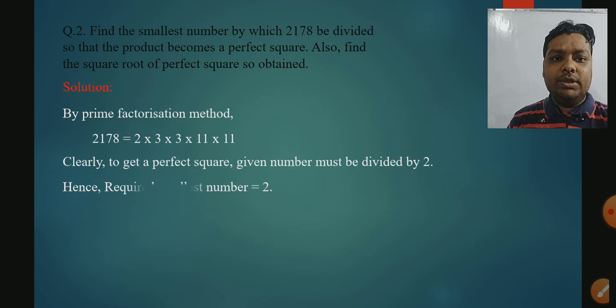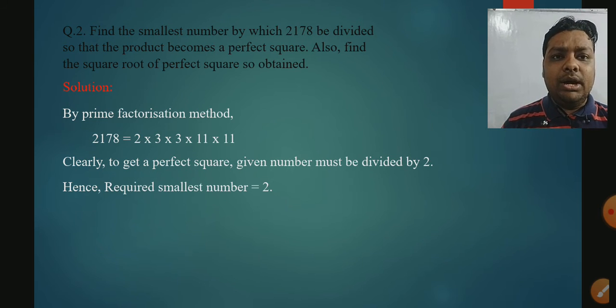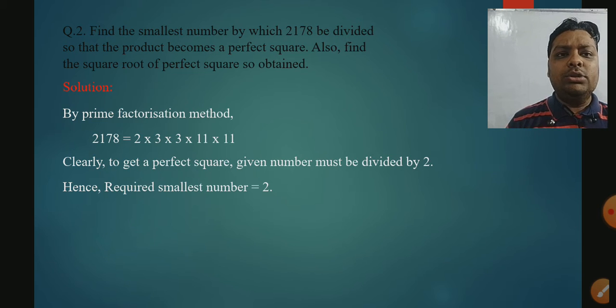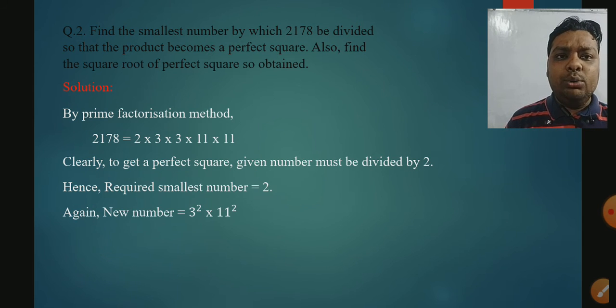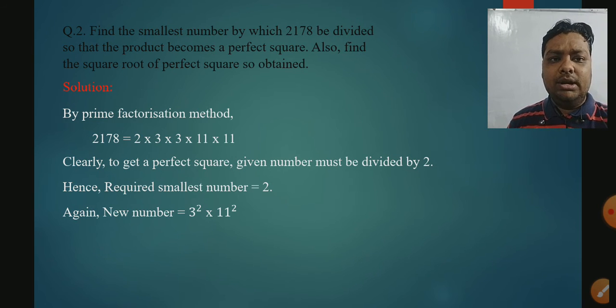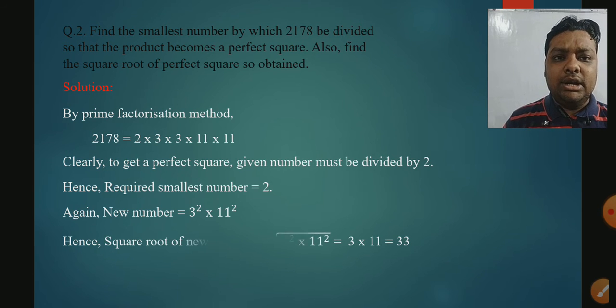Now if we divide the whole number 2178 by 2, we get 2 into 3 into 3 into 11 into 11 by 2. Then 2 and 2 cancel out. What is left? Only 3 into 3 and 11 into 11, and this will be the new number. So the new number will be 3 into 3 into 11 into 11, which means 3 square and 11 square. Now we will find the square root of this new number. The square root of 3 square into 11 square will be 3 into 11.